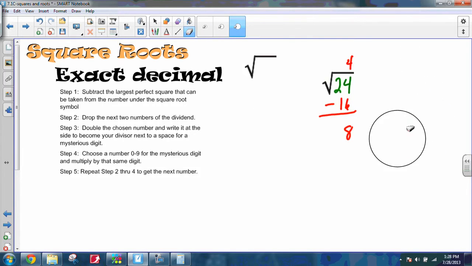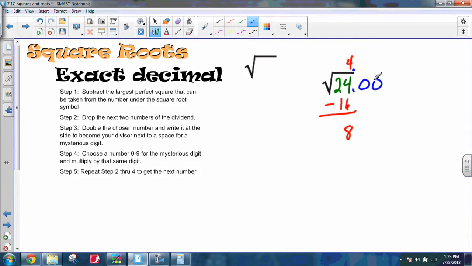So the next step is to drop the next 2 digits of our dividend. So remember, our decimal's here, and the next 2 digits in this case are 2 zeros. So we'll drop that, turning this 8 into an 800. Step number 3 says I need to double the chosen number and write it next to a mysterious digit. So 4 doubled, 4 plus 4 gives me 8 something.